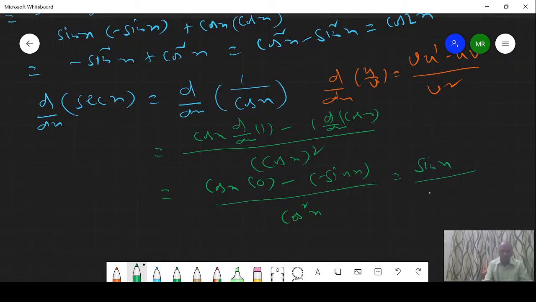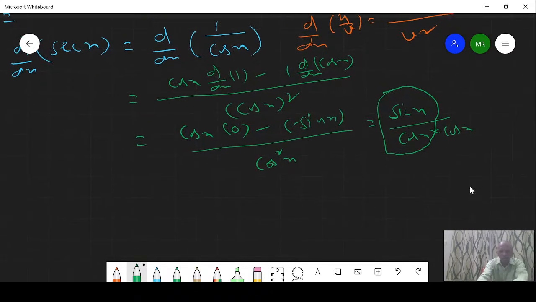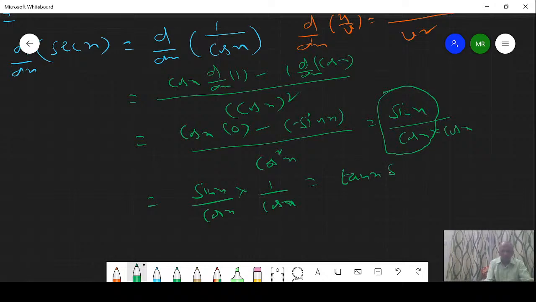Sin x by, I can write cos x into cos x in the denominator. But we know that sin x by cos x will be tan x, and so I can write the other part as 1 by cos x. To understand this, I can write sin x by cos x into 1 by cos x. So sin by cos is tan x, and 1 by cos is secant x. Tan x into secant x.